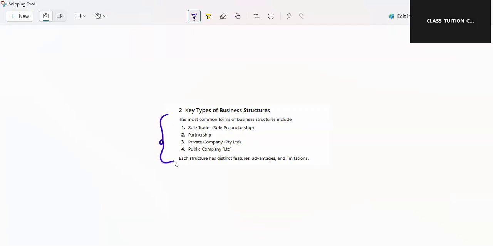So can somebody tell me who is a sole trader and what is involved in sole proprietorship? Melissa? A sole trader is an entity that is run by a single individual. It's one of the simplest forms of business, very common. It is owned by one person, with no legal distinction between the owner and the business. The person enjoys all the profits and bears all the risks, and there are very minimal capital requirements.